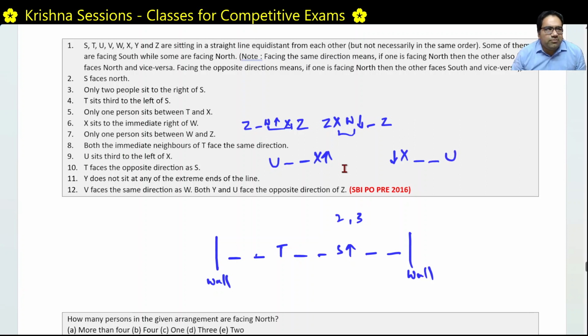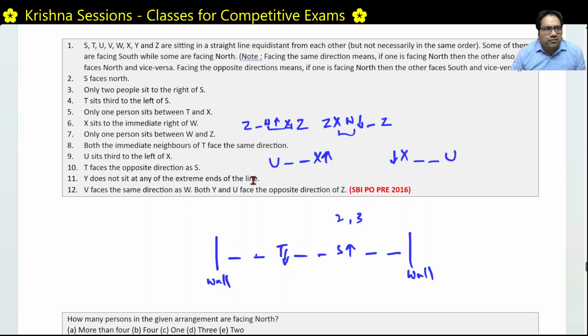The condition number 9 means this, right? Either this is possible or this is possible. T faces the opposite direction of S. Okay, very good. Condition number 10, we can directly use this. T is facing the opposite direction of S. Right, S is facing north, that means T is facing south.